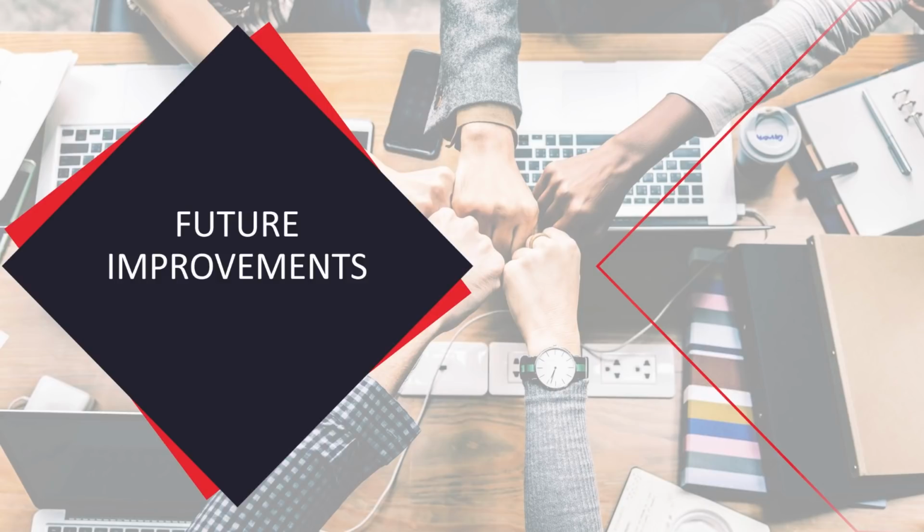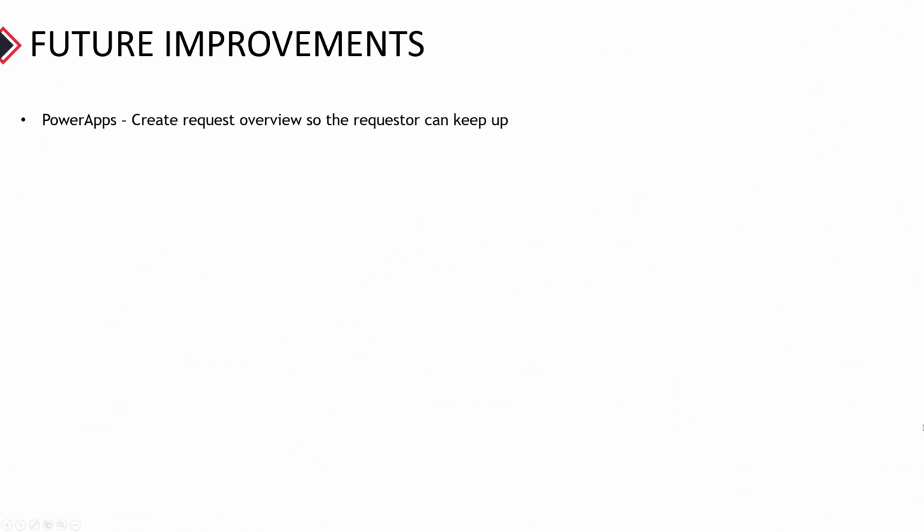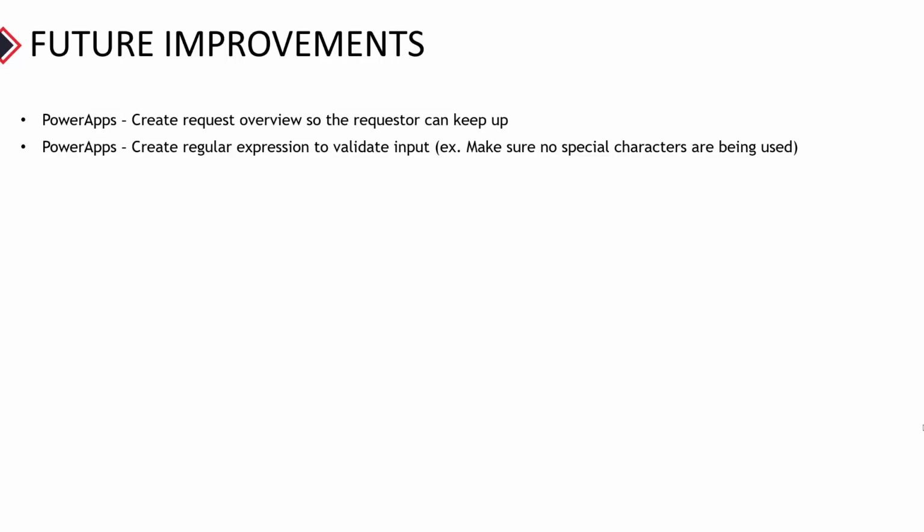Let's talk a little bit about future improvements. For the Power Apps part, it would be a great addition to create an overview of requests, so the requester can keep up. Next to that, it would be really great to create a regular expression to validate input. For example, to make sure no special characters are being used. Another great improvement would be to be able to add multiple owners and multiple members.